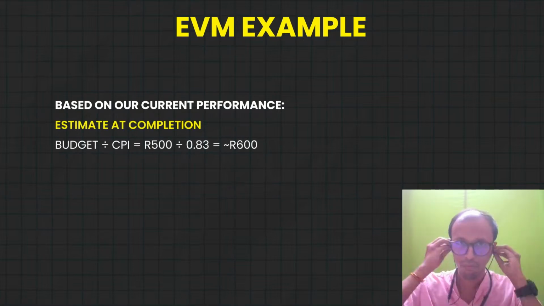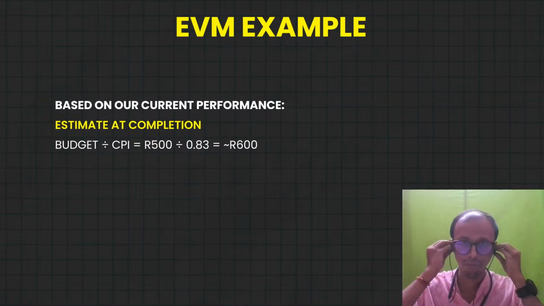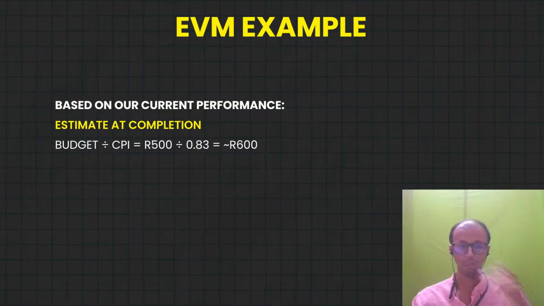So what we do is, for 1 hour we are performing like this. Then for the end of the project, what is the forecast that we require? So this is the forecast. Instead of 500 rands, we will be requiring 600 rands. So this becomes my estimated completion.